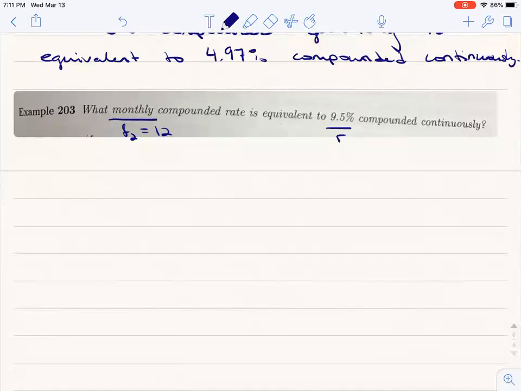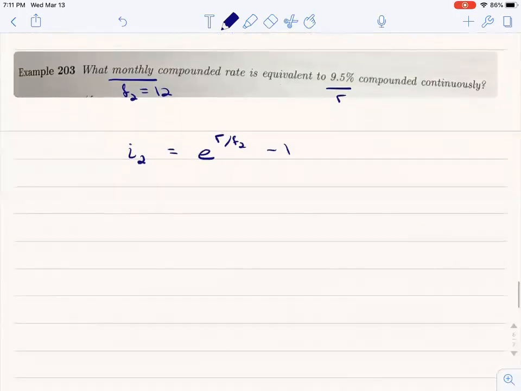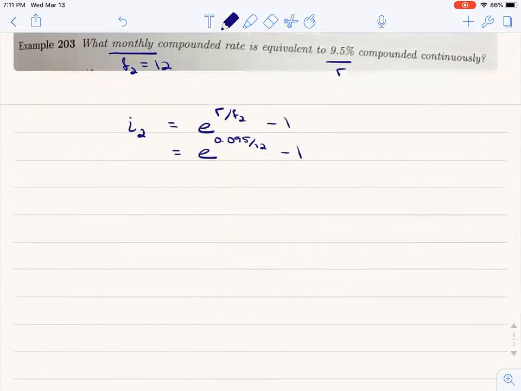So from our formula sheet, we have I2, right? If we're moving out of continuous compounding, we have to find I2. So I2 is e to the power of R over F2 minus 1, which we have e to the power of 0.095 divided by F2, which is 12, and then minus 1. So we find 0.095 divided by 12 first.